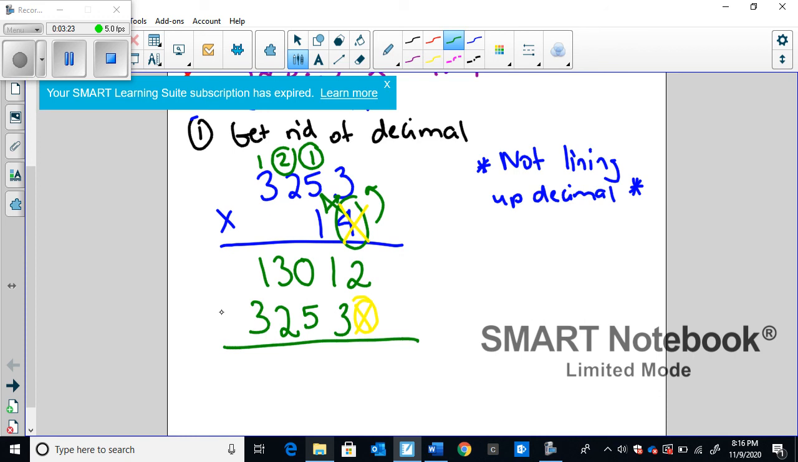And now with these two numbers, I'm going to add. 2 plus nothing is 2. This X is just a placeholder. There's nothing there. 1 plus 3 is 4. 0 plus 5 is 5. 3 plus 2 is 5. And 1 plus 3 is 4. So now I have my answer. It's a big number. And now I actually have to put back the decimal.